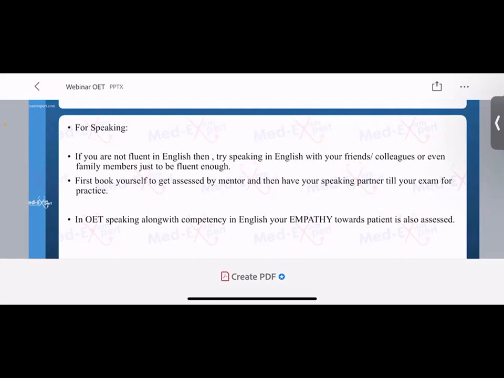I think this practice will make you fluent in English. First, book yourself to get assessed by a mentor, and then have your speaking partner till your exam for practice.